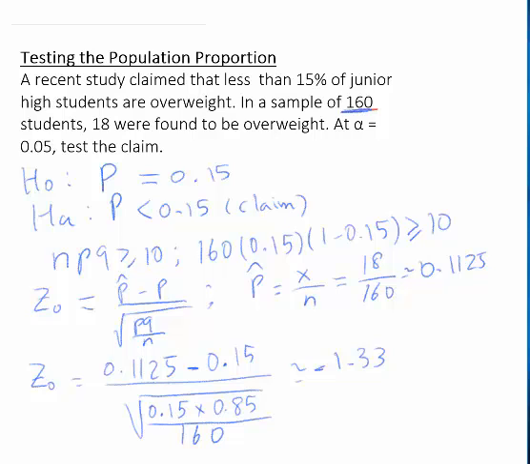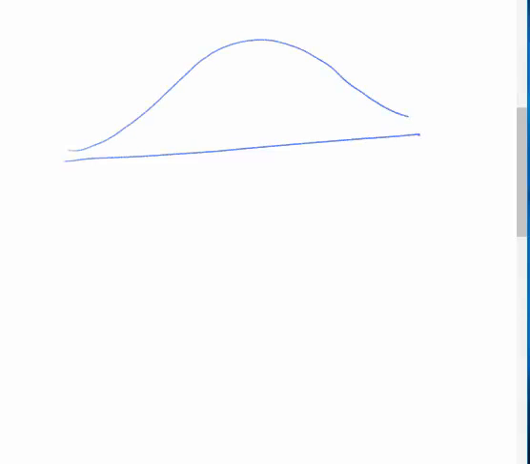Okay, step number 3, we're going to sketch a diagram showing the rejection region of the null hypothesis and the non-rejection region. Here's how you do it. The alternative has p less than 0.15, so it's a left tail test. Our rejection region is going to be on the left because we have a left tail test. This center value is always 0. I need to find this, which is called the critical value.